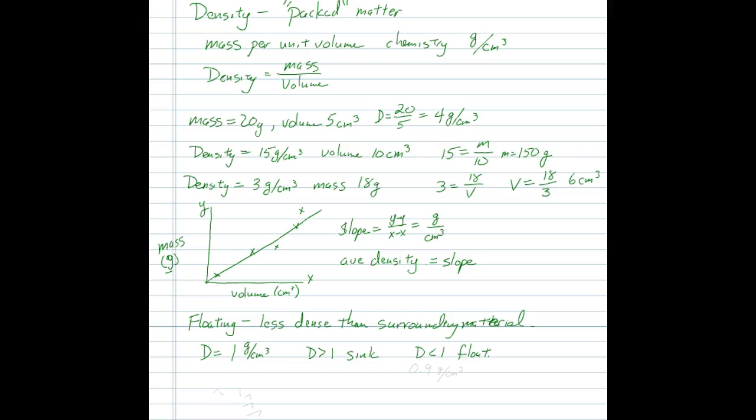Ice floats because the density of ice is approximately 0.9 grams per cubic centimeter. And that's fortunate because that way the oceans won't freeze over. Ships, even though they're made out of iron or aluminum or some piece of metal, the reason they would float is because of the hull. The average density of the entire ship is less than 1 because of the space occupied by the hull.